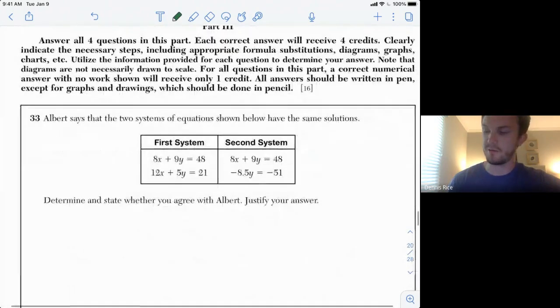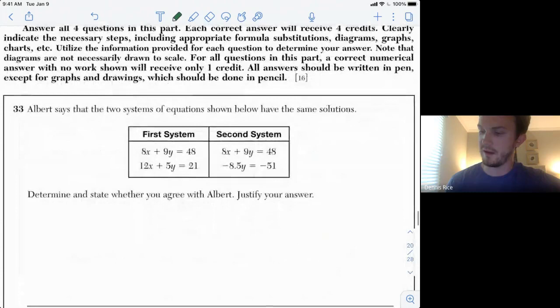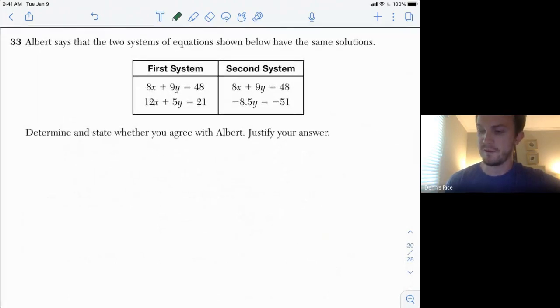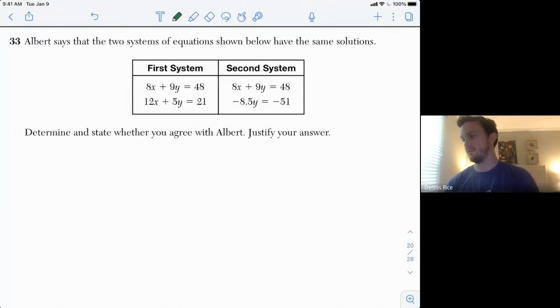We're getting into part 3 land. We have a 4-point question. I'll leave this up for a few minutes. I'll take a little break of talking for a moment. Let's see what we come up with here. I'll leave you with this before I give you some time. The question just says, do you agree with Albert? Does the question say you have to solve it? Albert says these have the same answer. Do you agree with him? Obviously, we need some support. Go ahead.